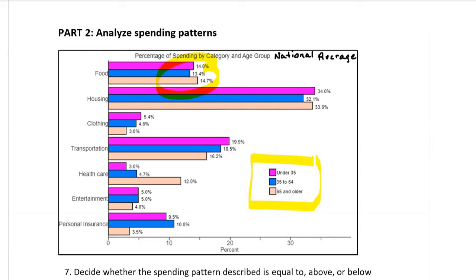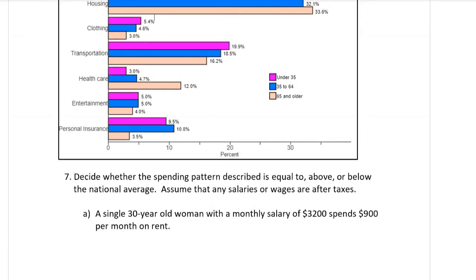The directions for these problems say to decide whether the spending pattern described is equal to, above, or below the national average. Assume that any salaries or wages are after tax. Problem A. A single 30-year-old woman with a monthly salary of $3,200 spends $900 per month on rent.